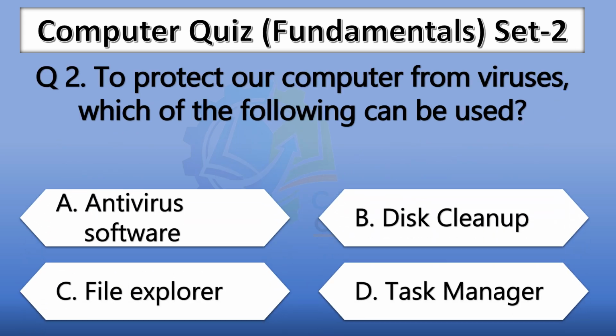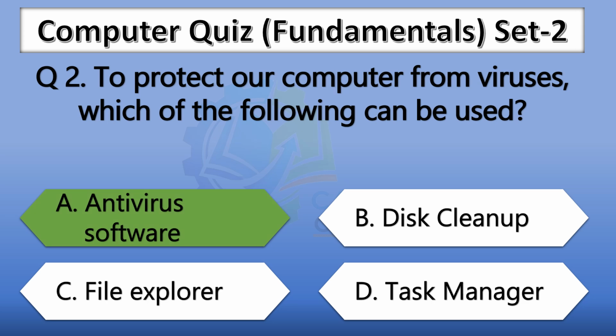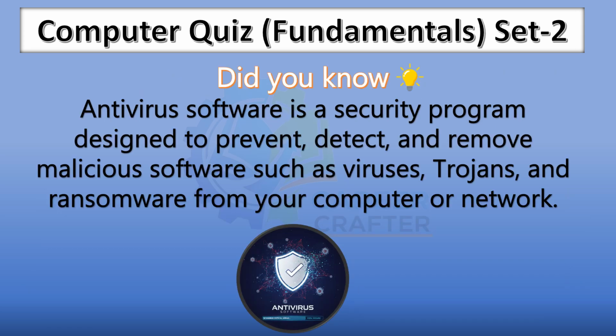To protect our computer from viruses, which of the following can be used? Antivirus software, disk cleanup, file explorer, or task manager? The correct option is antivirus software. Antivirus software is a security program designed to prevent, detect, and remove malicious software such as viruses, trojans, and ransomware from your computer or network.